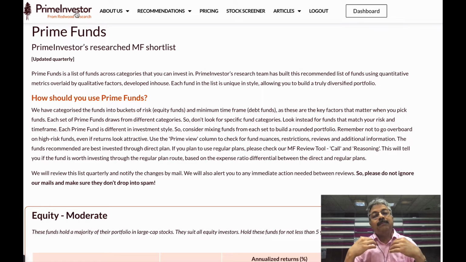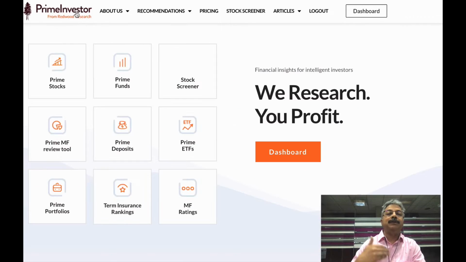So we want to make it as easy as possible for you to create your own portfolios, make your own investments, and profit from it. So Prime Funds is our second offering in terms of mutual funds. And when it comes to mutual funds, you have regular mutual funds, and then you have ETFs, right? We also have Prime ETFs.